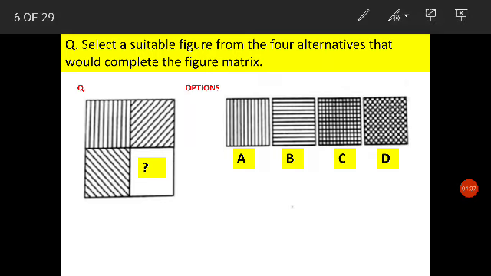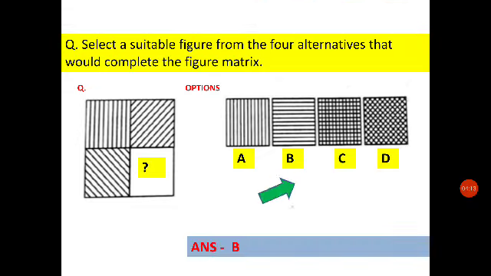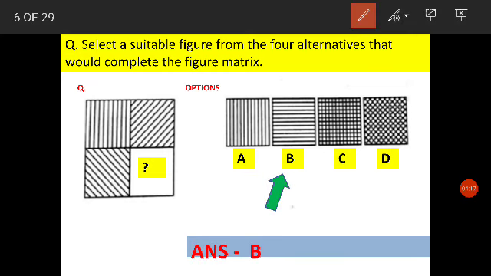Now here there is actually a group of 4 figures, one of them is missing. Answer is B. Now how? There are 2 figures, they are related here. There are 2 figures, they should be related here, but here the figure is missing.